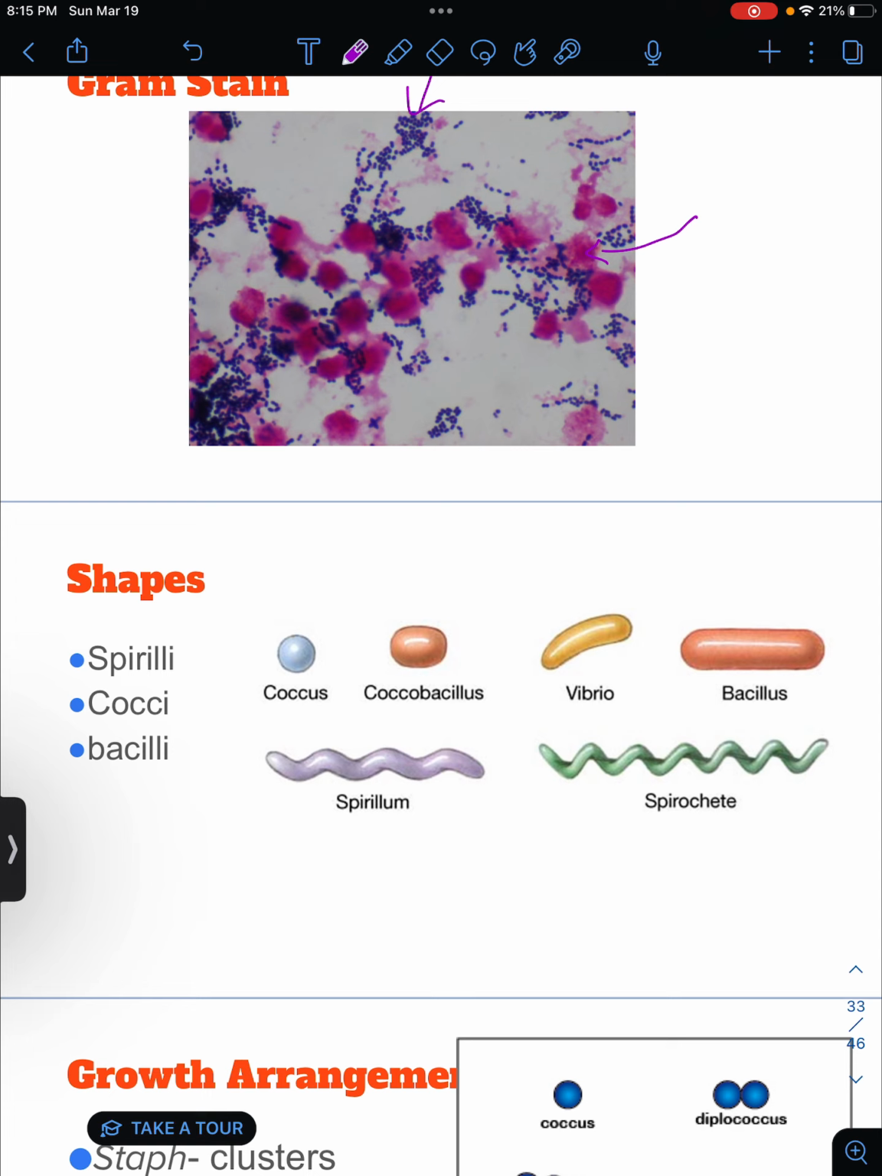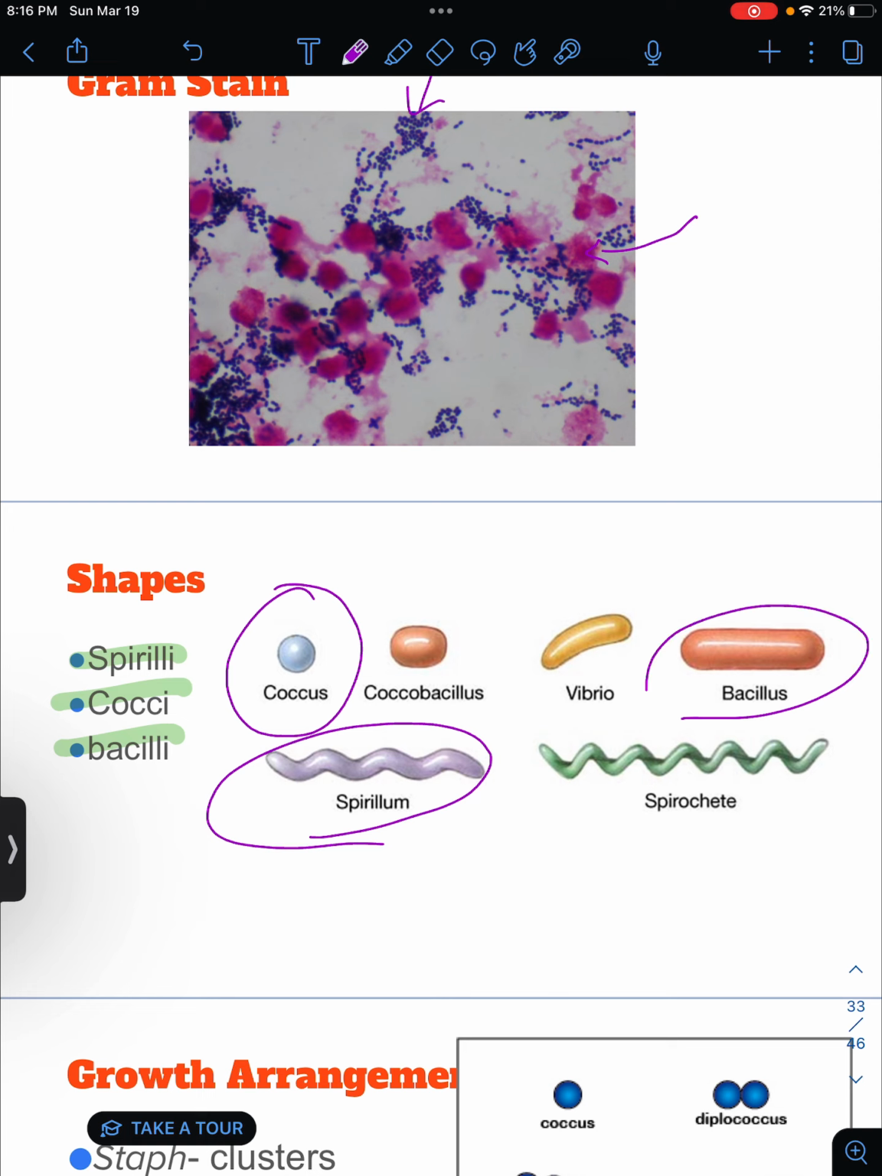I think we've already gone over the shapes that a bacterial cell can be. The main ones we go over are the circle, the spiral, and the bacillus. It looks like a pill to me.